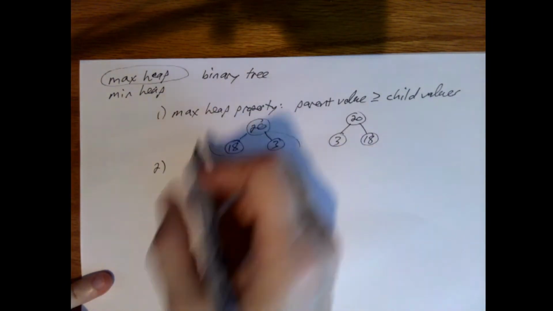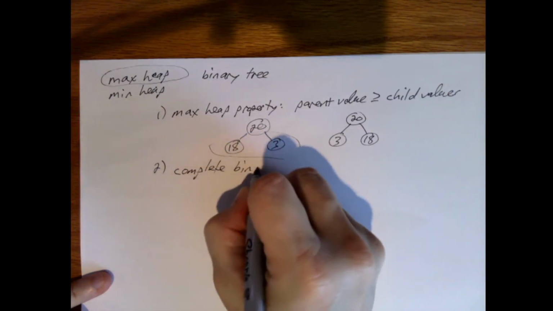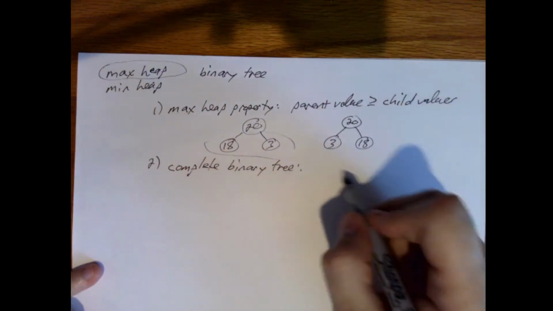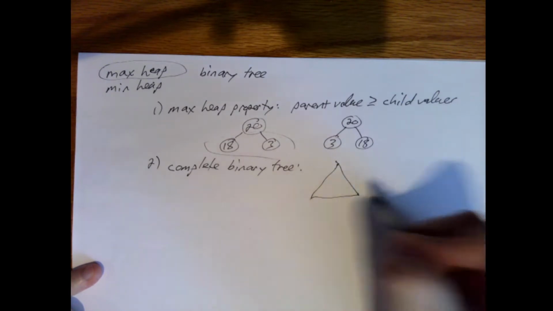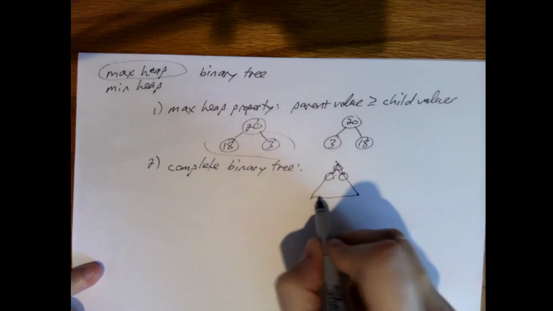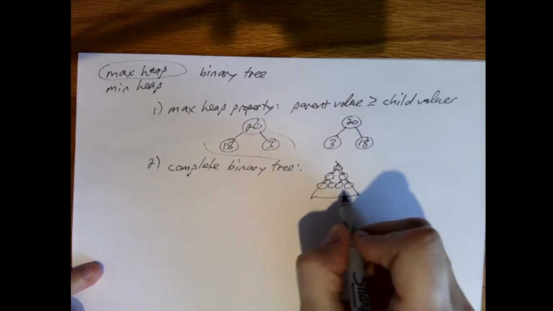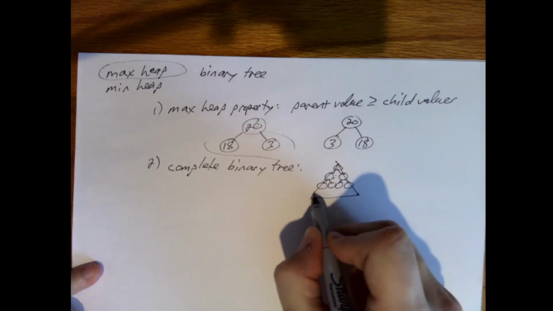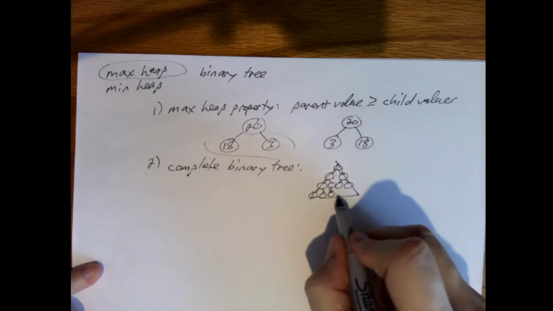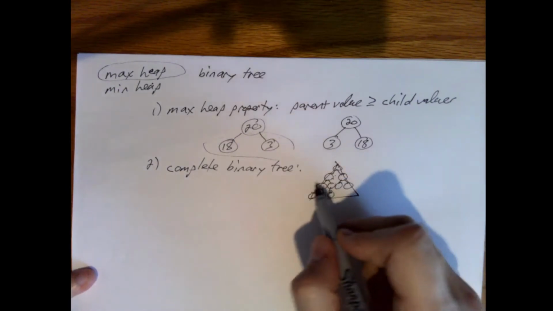Second property, the binary tree needs to be complete. So we need a complete binary tree. What does that mean? As we're looking at the tree, of course it takes on sort of this triangular shape of nodes. Each level is full except possibly the bottom level. And if the bottom level is not completely full, everything is pushed to the left. So we might have a node here, a node here, a node here, but then these spots are empty.